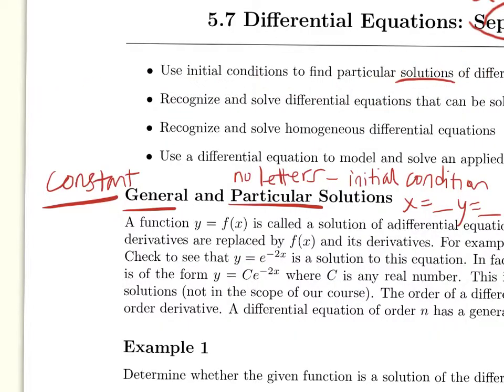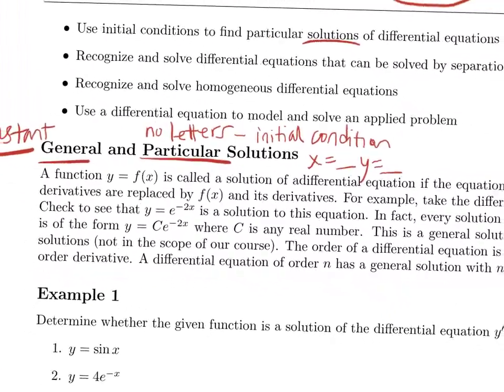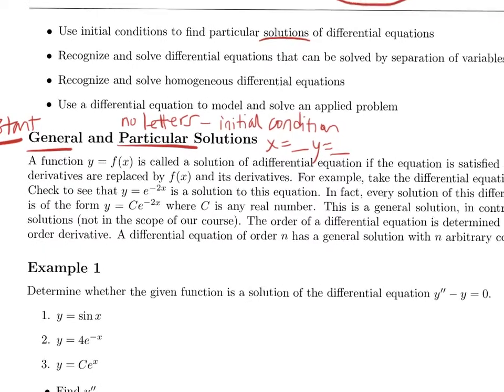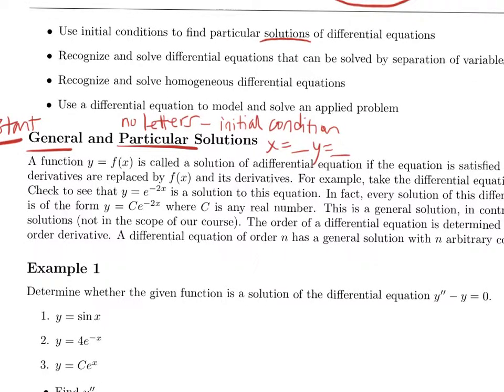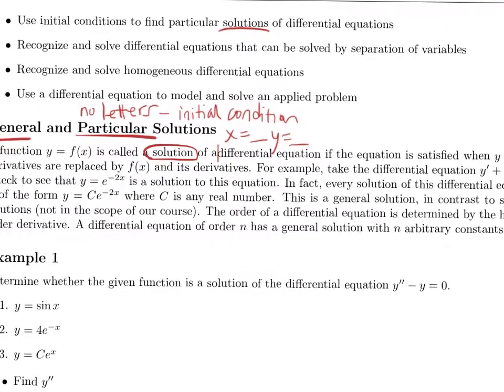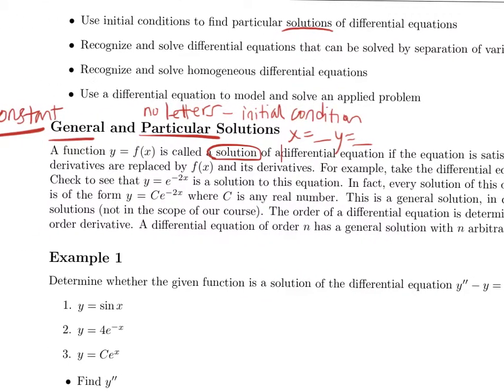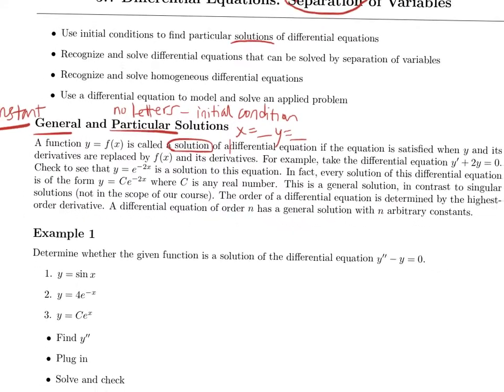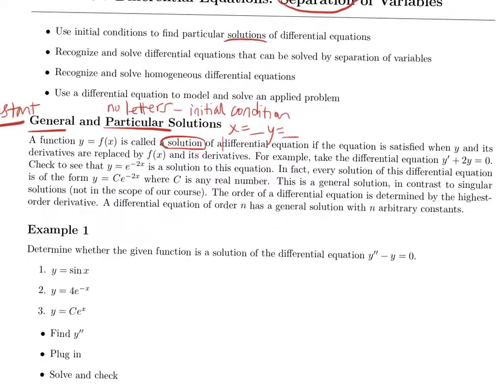All right, so here's our official text definition way to say this. A function y equals f of x is called a solution of a differential equation. Sorry, there's a typo there. It should be a space between a and differential. If the equation is satisfied when y and its derivatives are replaced by f and its derivatives. For example, y prime plus 2y equals 0.